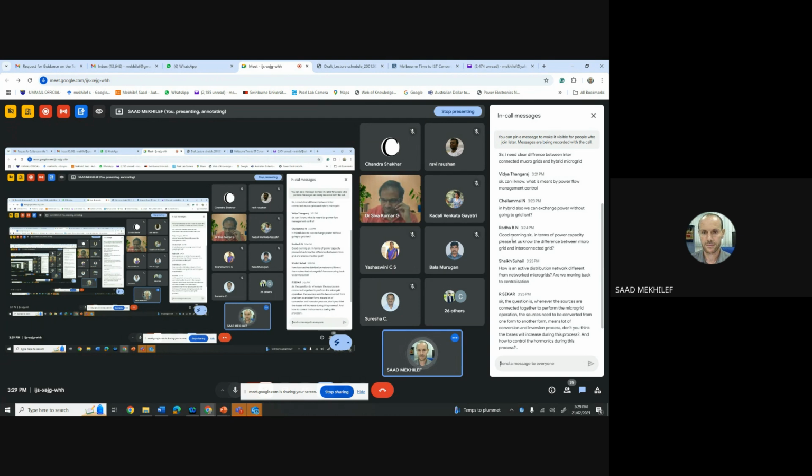Good morning, sir. In terms of power capacity, please let me know the difference between microgrid and interconnected microgrid. Yeah, interconnected microgrids become bigger for sure. Like we said just now, a microgrid can range from a few kilowatts to megawatts. So when we have more connected microgrids, the power level increases significantly.